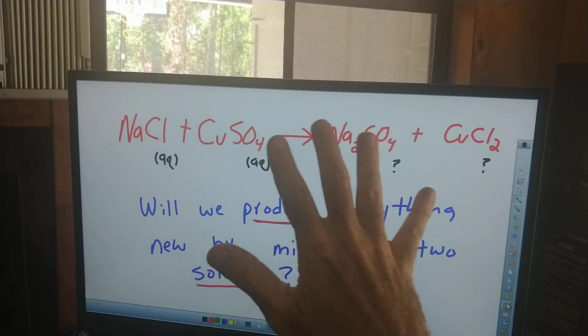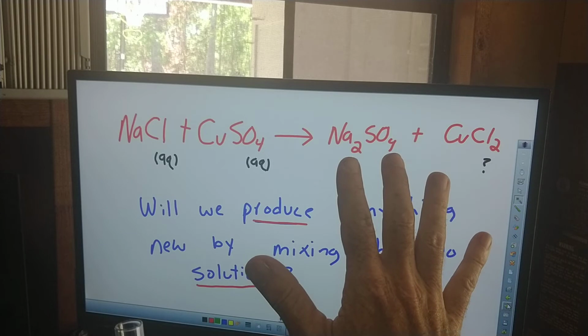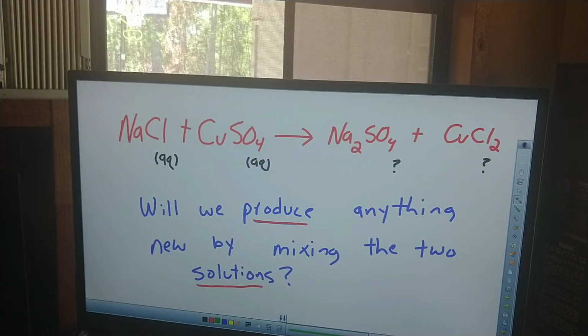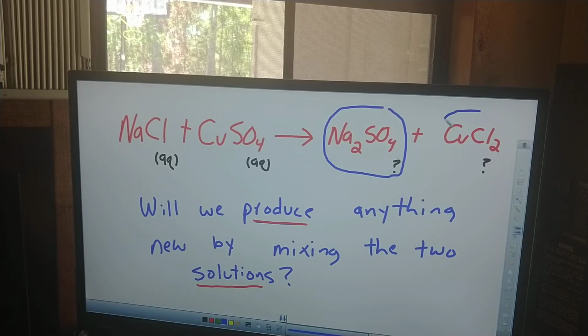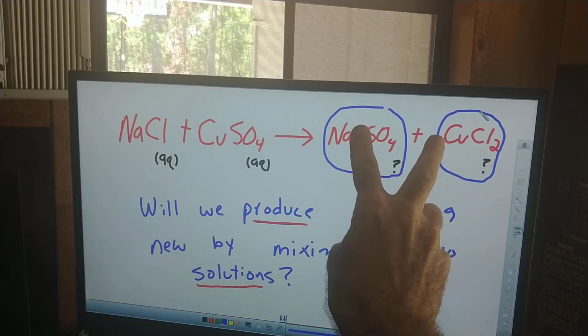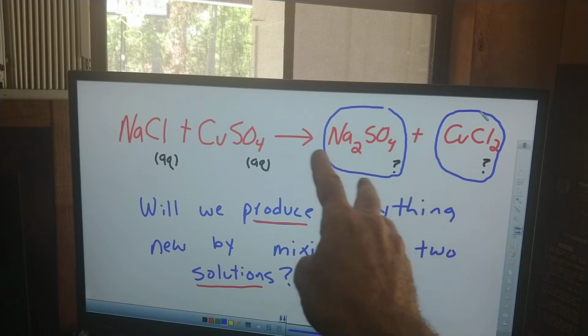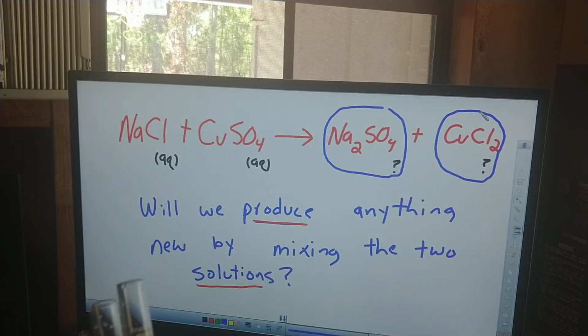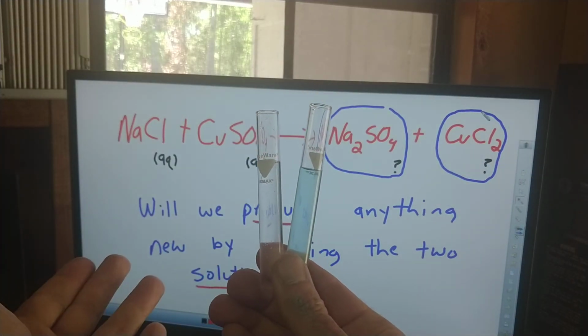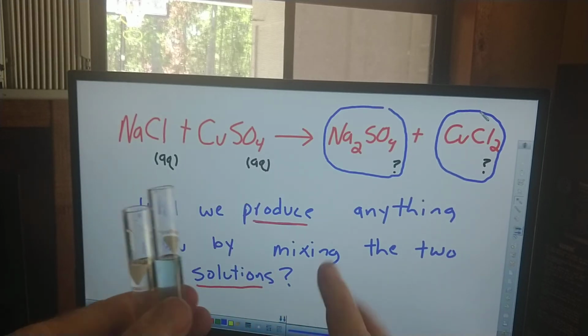But we're going to see if this actually happens, because we're going to look up and see if sodium sulfate is insoluble, and we're going to look up and see if copper 2 chloride is insoluble. If neither one of those are insoluble, then nothing will happen. We'll just have a test tube with liquid in it, with dissolved liquid in it.